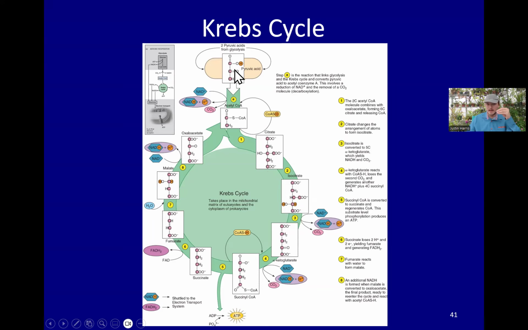But we couldn't just chip away at this molecule as it was pyruvic acid. We first had to prepare it to go through this cyclical pathway. And we did that first by making it acetyl-CoA and then conjugating it with the leftover oxaloacetate. And so once we're at alpha-ketoglutarate, we get another set of energy carrying molecules, which are NADH. And we generate succinyl-CoA.